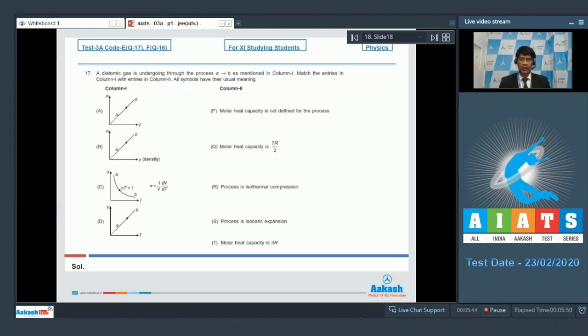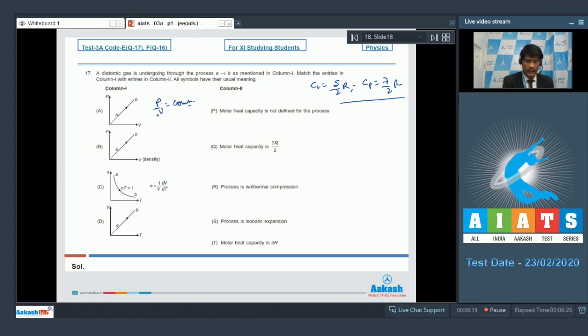Since the gas is given to be diatomic, I'm writing here the CV value to be 5 by 2R and the CP value to be 7 by 2R. I'll be using these values whenever required. For option A, the graph is in terms of pressure and volume, and it is very clear that P divided by V is coming out to be constant.